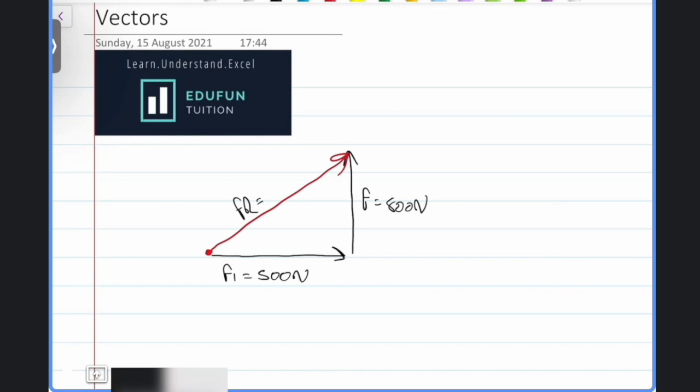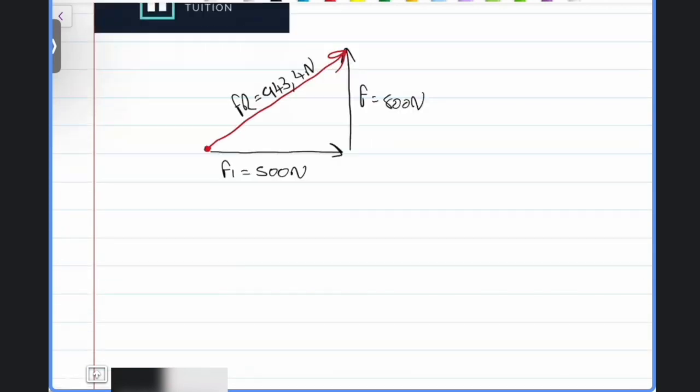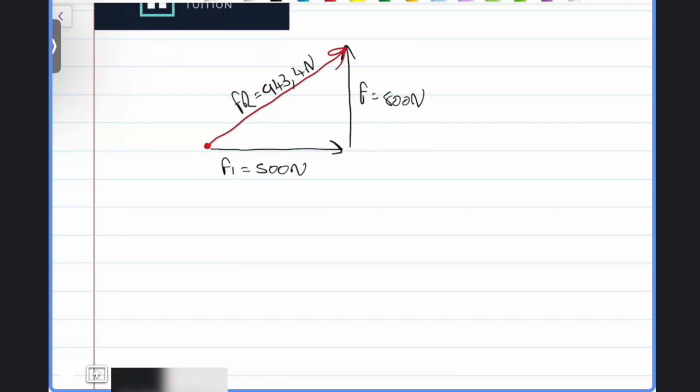Okay, so it's very simple and very easy to understand. Hopefully, nothing here is catching you out, is it? It's very simple. Right, so 943.4 newtons.